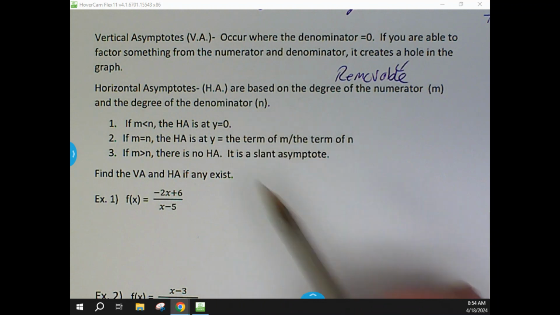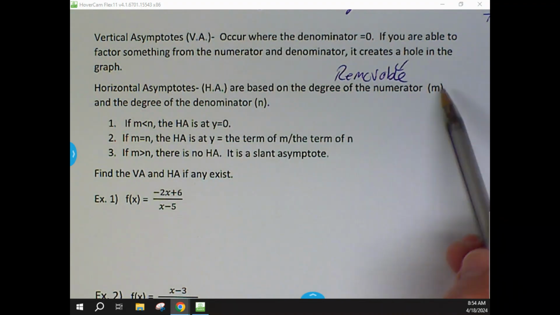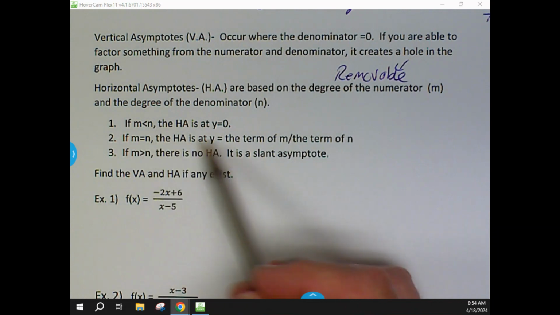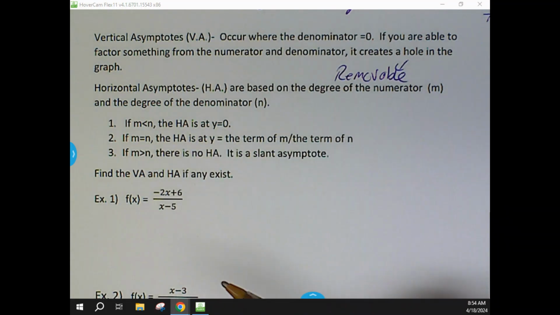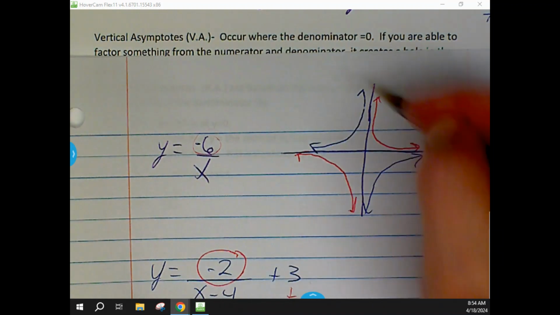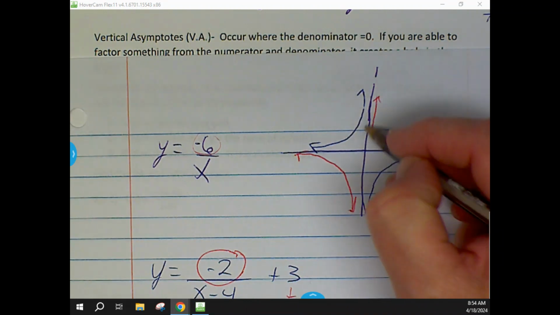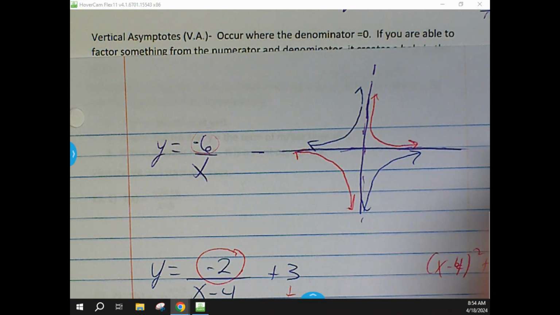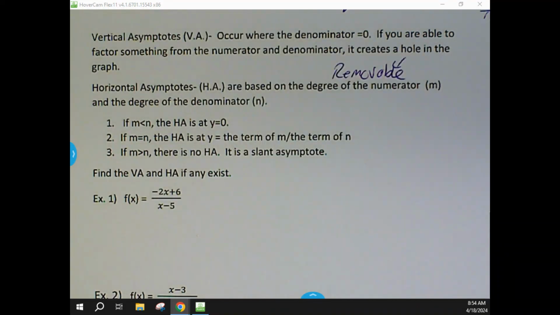If the degree of the numerator is less than the degree of the denominator, then the default is y equals 0. That takes us back to the problem we were graphing, where we had vertical asymptotes and horizontal asymptotes, both of them at 0. So we had something like that.